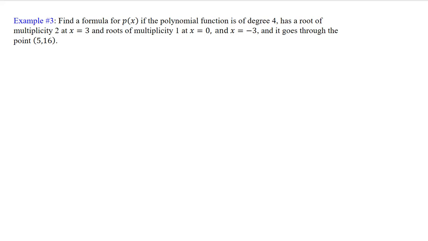Welcome to a video on determining the equation of a polynomial function where the roots are given. Consider example 3. Find a formula for p of x if the function is of degree 4 and has a root of multiplicity 2 at x equals 3 and roots of multiplicity 1 at x equals 0 and x equals -3 and passes through the point (5, 16).